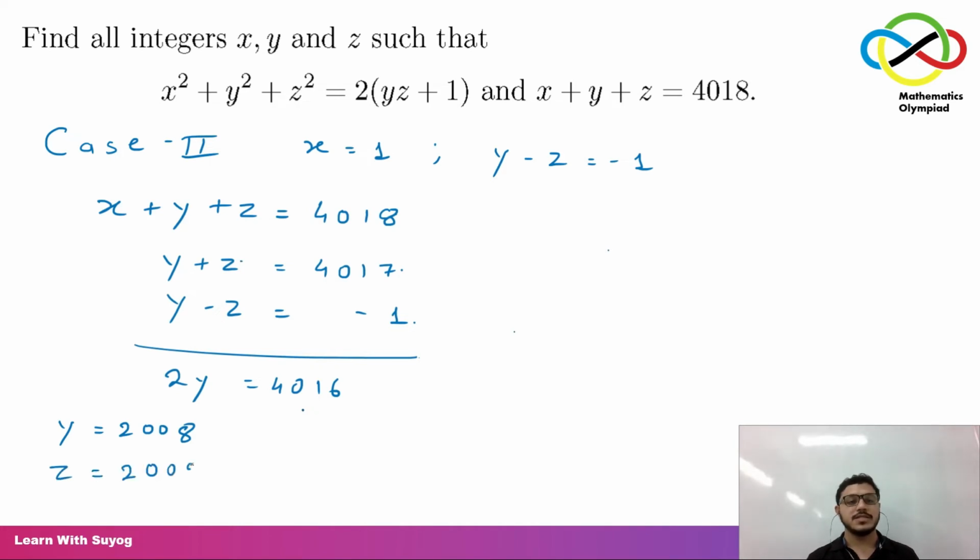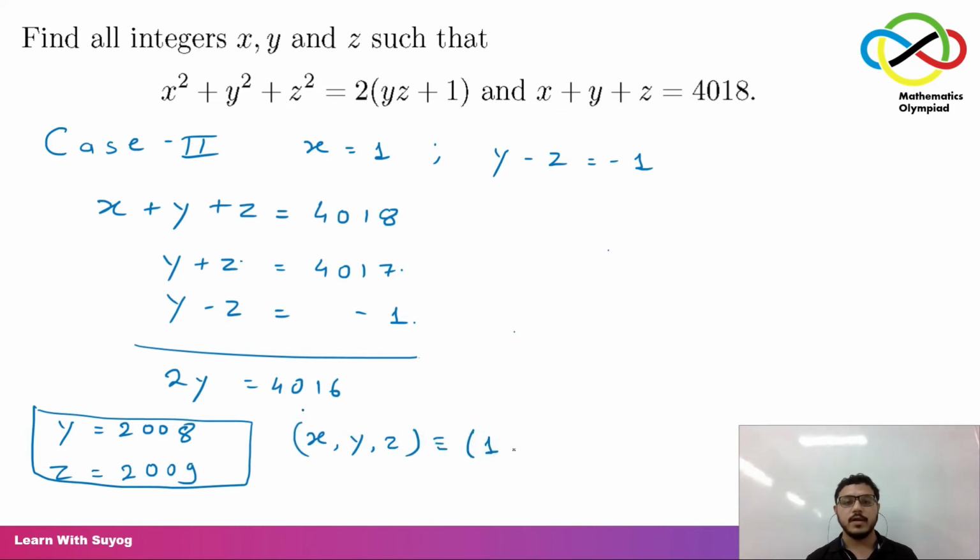So this is the set of values that we will get for x, y and z. So yes, for x, y and z, x is equal to 1, y is equal to 2008 and z is equal to 2009. So this is the second set of values for x comma y comma z.